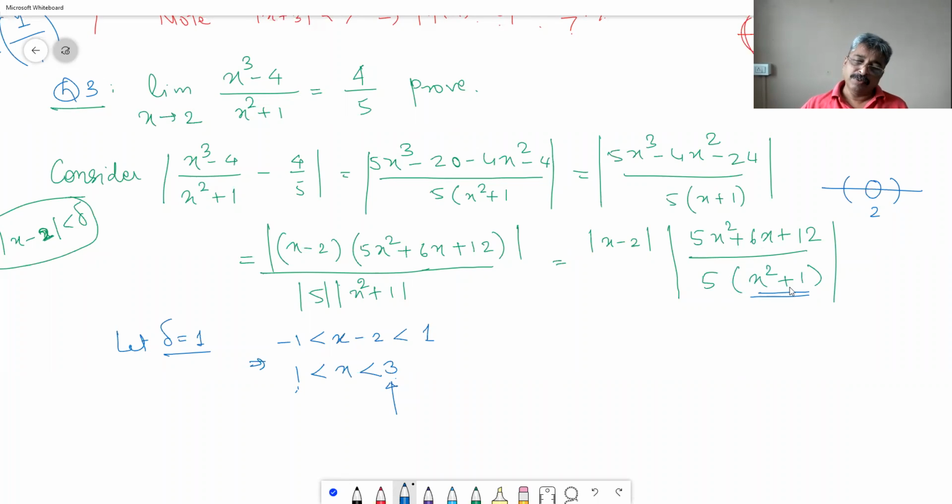Okay, and therefore for evaluating the denominator use 3, for evaluating the numerator you use 1 and find out what that estimation is. So if we use 1 here in the numerator, we get 5 plus 6 plus 12 divided by, if we use 3 here, 50. That is what this number is when we use this inequality, right? And therefore this number happens to be 18.